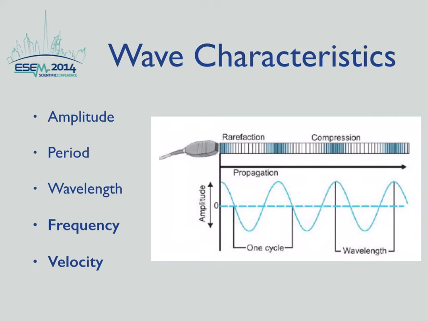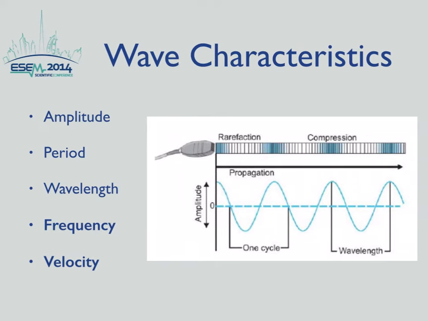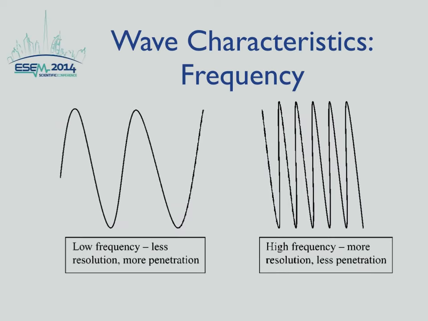Ultrasound waves have specific characteristics, including the amplitude, period, wavelength, frequency, and velocity. And two very important wave characteristics that we should go through are the frequency and the velocity. We'll start by discussing frequency. Frequency is defined as the number of cycles or wavelengths per unit time. It is measured as cycles per second, and the unit of frequency is hertz.